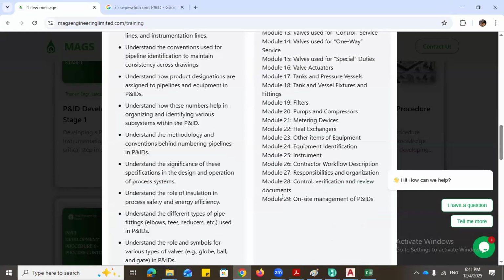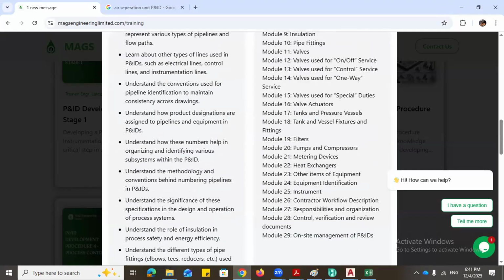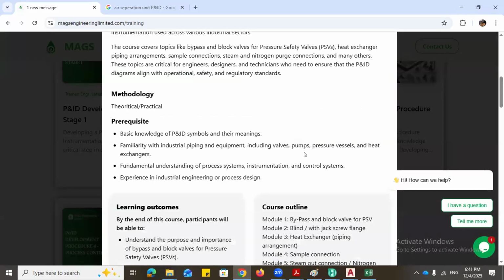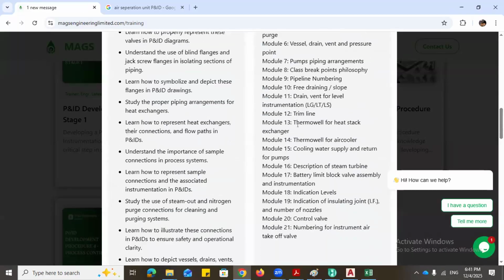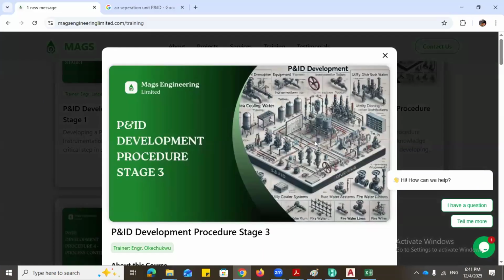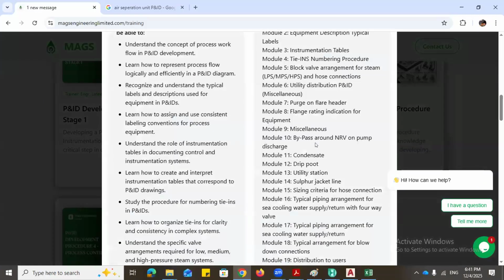See, 29 chapters. When you finish, you see pump and compressor. If you want to design the P&ID of pump and compressor, everything is here. Filter, tank, valve, see the valves. Everything is here. They also have different outlines for P&ID development too. See, about 21 chapters.